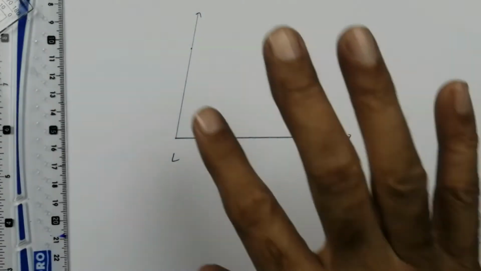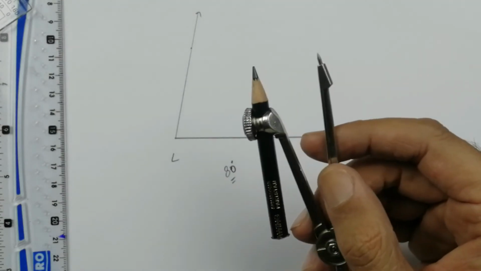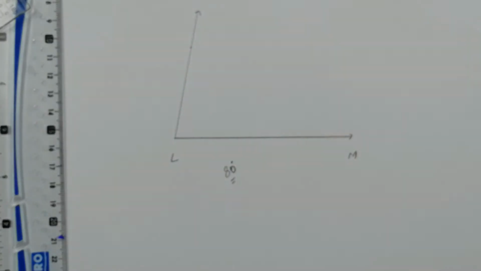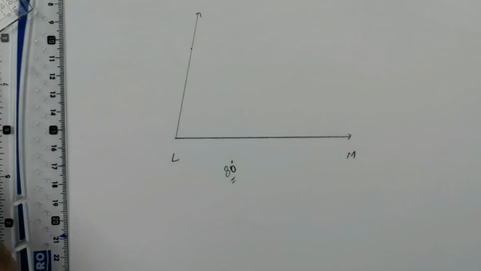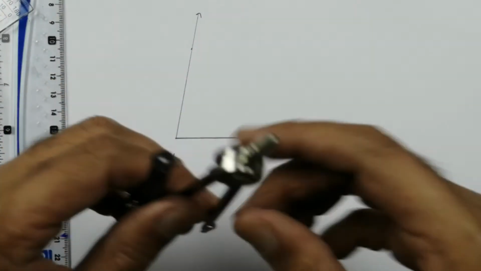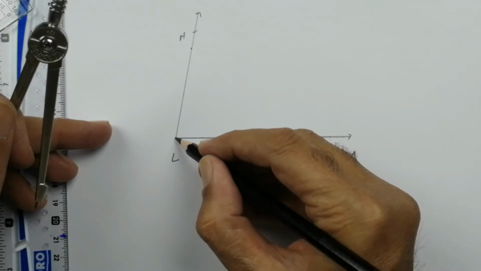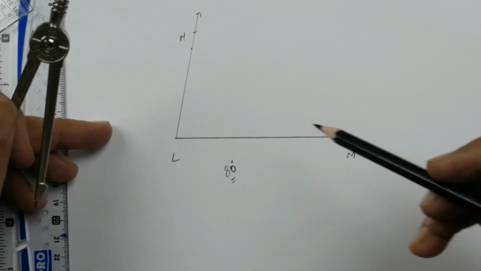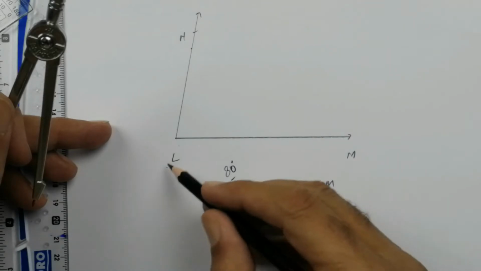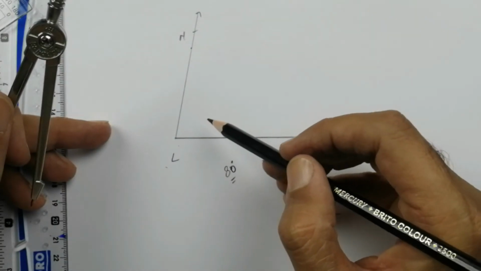So how can you bisect an angle? Just take your compass. First of all, draw a small arc from point L. What is the vertex of this angle? That is L, where both rays meet. LM, and we name the other LN, meaning LM and LN meet at point L. We name this angle NLM. The other way is MLN. So there are two ways to write this angle, right?